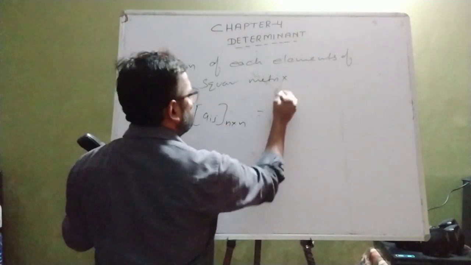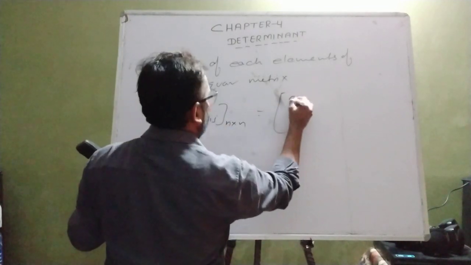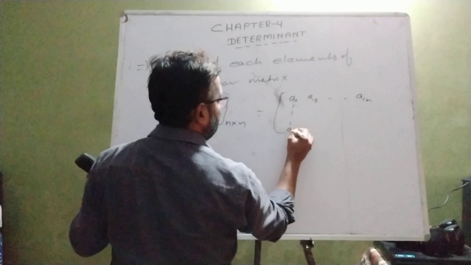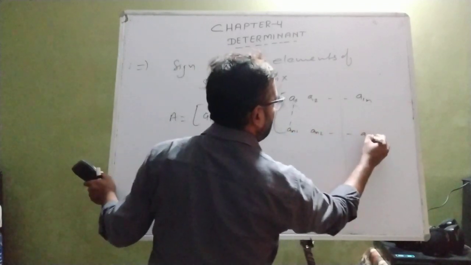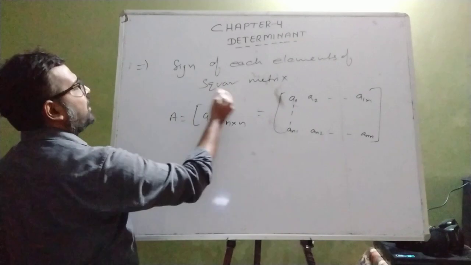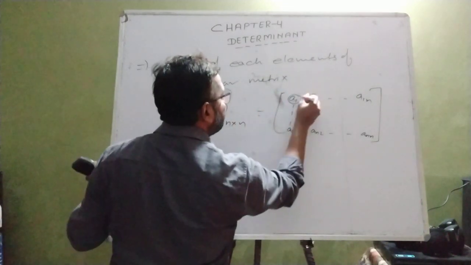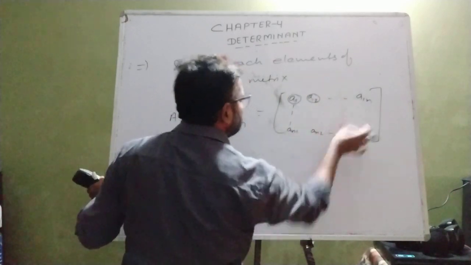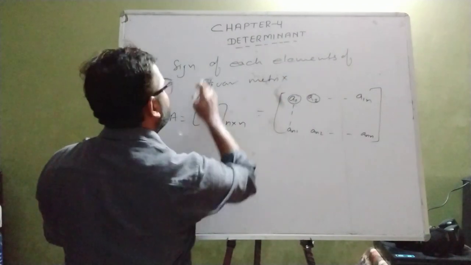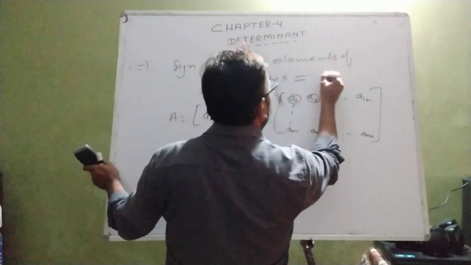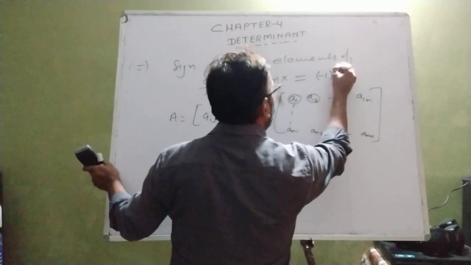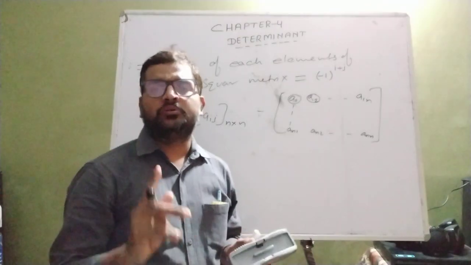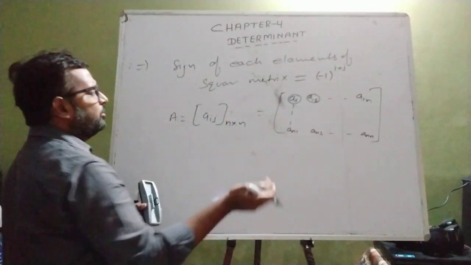If you expand this matrix, then A11, A12, so on to A1n, and An1, An2, so on to Ann. This will be a square matrix. Now every element has a certain sign. Which sign? The sign of each element of a square matrix is given by (-1) to the power i plus j. What does it mean, (-1) to the power i plus j?